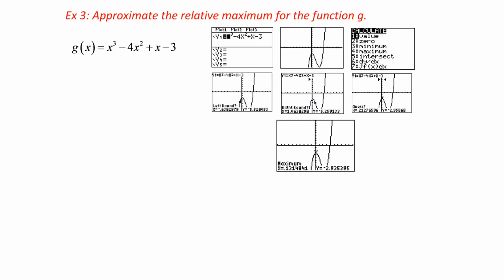I will now show you how to find a relative max or min on your graphing calculator. These values, we will find later algebraically, but for now, the only thing I'm going to expect you to be able to do is use your graphing calculator to find them. So I have your steps that you can see on your graphing calculator, and I can show you this in class as well. So we're going to approximate the relative maximum for the function g that is given. So g of x equals x cubed minus 4x squared plus x minus 3.